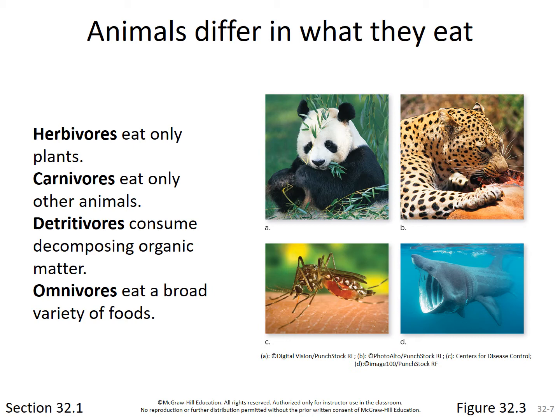A third strategy is detritivores. These consume decomposing organic matter. A good example of this would be crawdads. I think somebody mentioned in class catfish. I think catfish are probably more omnivores because they will eat other fish if they can catch them. But something like a lobster or crayfish and some crabs that only consume decomposing organic matter are going to be called detritivores. Omnivores are going to eat a broad variety of foods. We're omnivores, and another good example of that would be pigs.